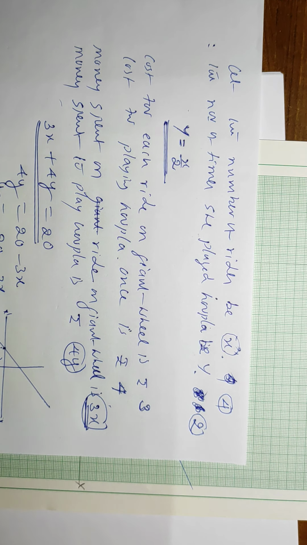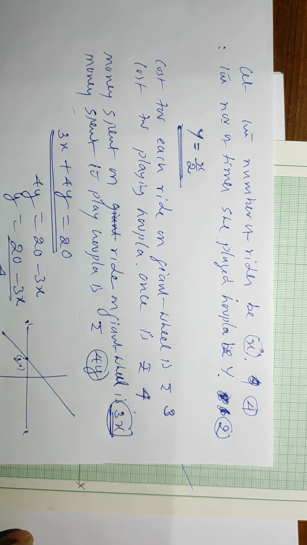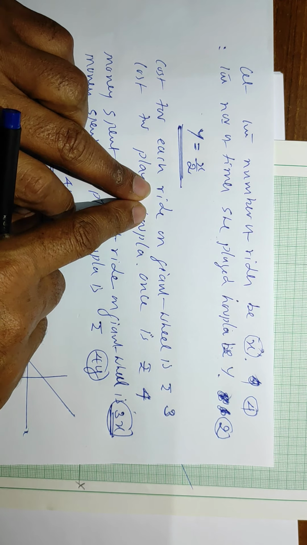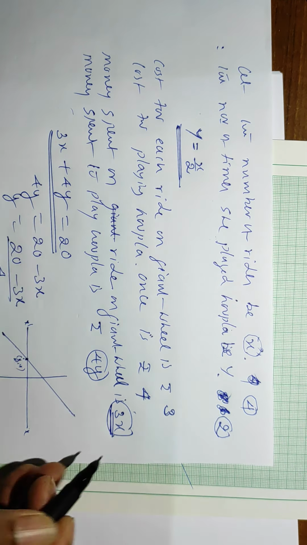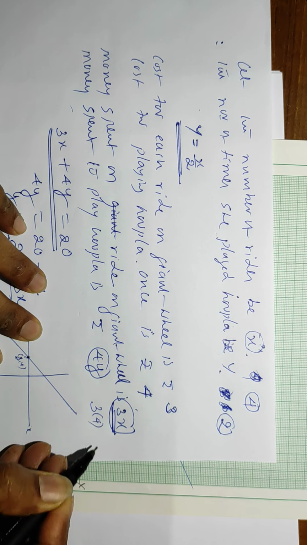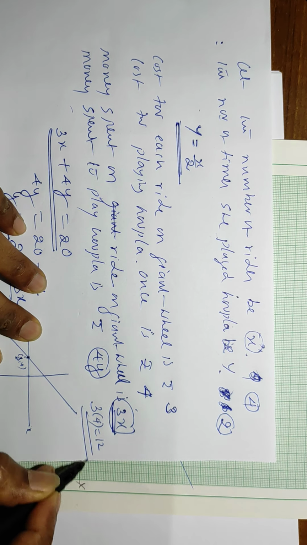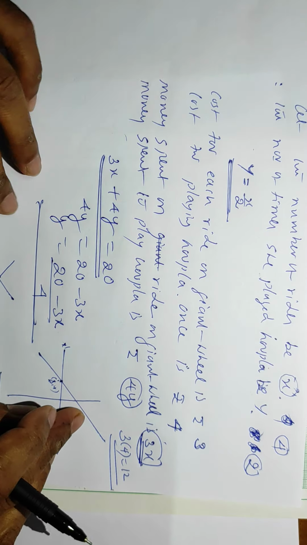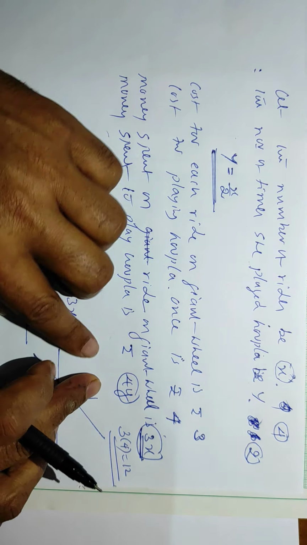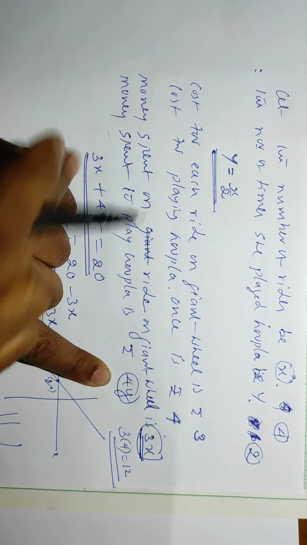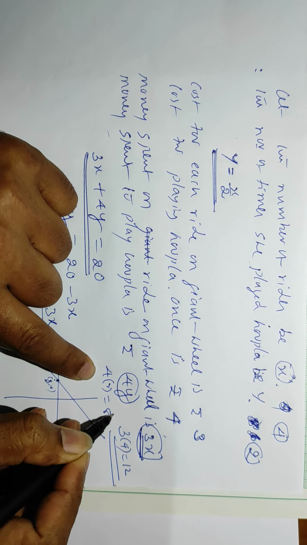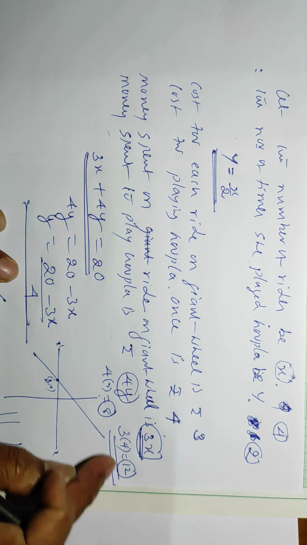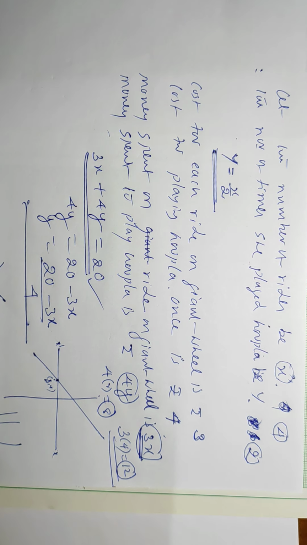How much money did she spend on the giant wheel? 3 into x, that is 3 into 4, that is rupees 12. And how much money did she spend to play hoopla? 4 into 2, that is 8. 12 plus 8 is 20.